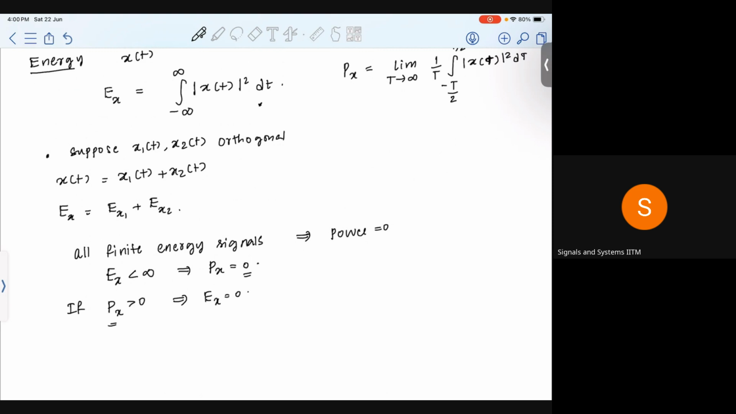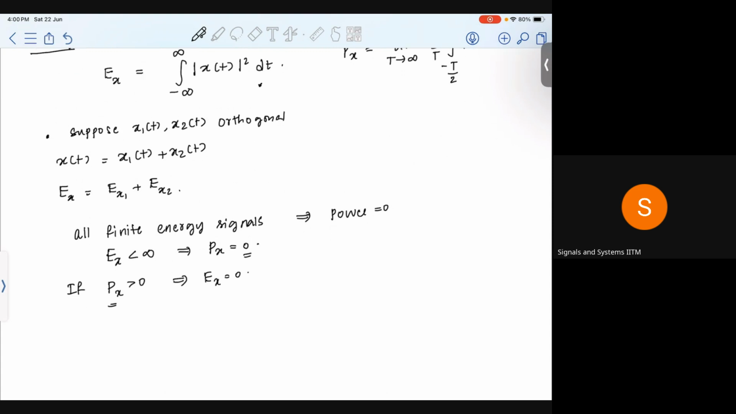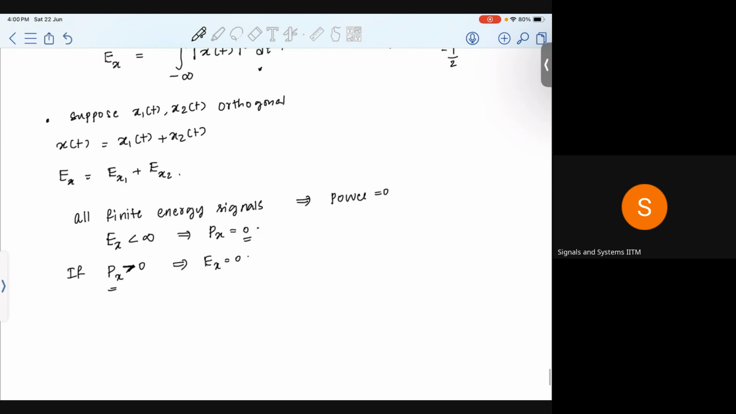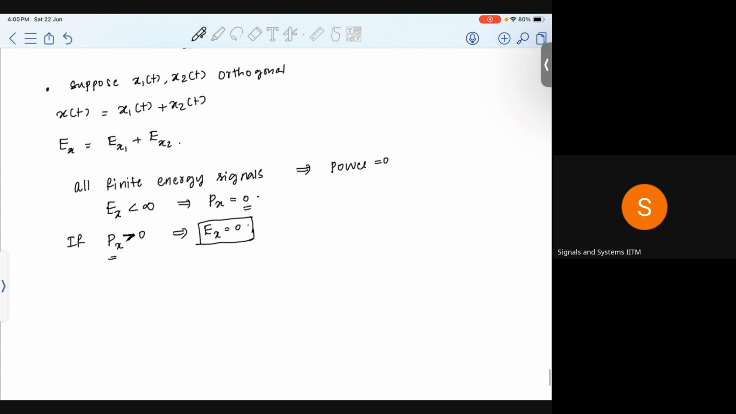If you evaluate the power and the power is greater than 0, even if the power is infinity, there won't actually be any infinite power, but you don't even need to calculate the energy. And signals with finite power, if Px is less than infinity, then such signals are called power signals. If Ex is less than infinity, then such signals are called energy signals.